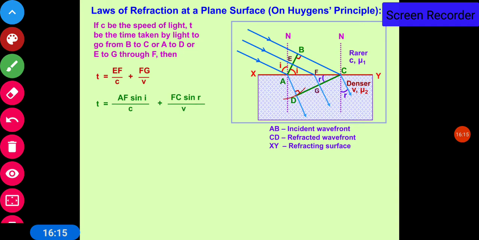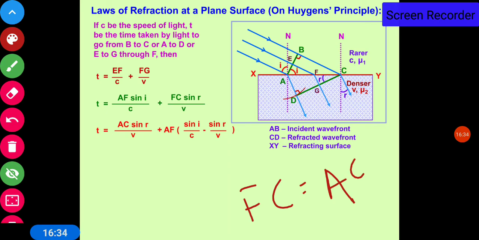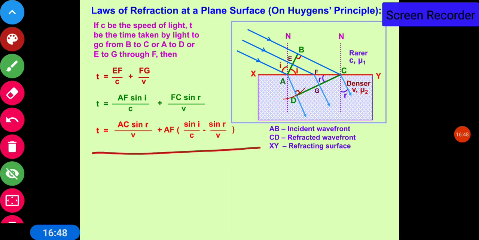Again, in place of EF we can write AF sin i, and in place of FG we can write FC sin r. FC can be divided into two parts, that is, FC is equal to AC minus AF. So in place of FC writing AC minus AF, then rearranging the terms, we get this expression: T is equal to AC sin r upon v plus AF times (sin i upon c minus sin r upon v).